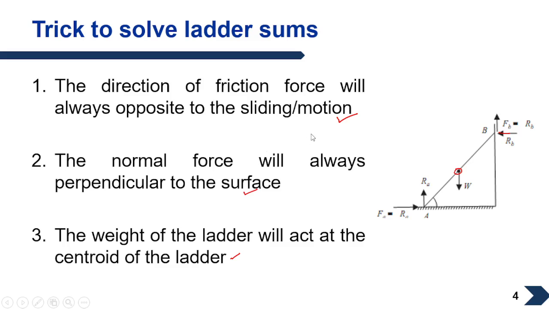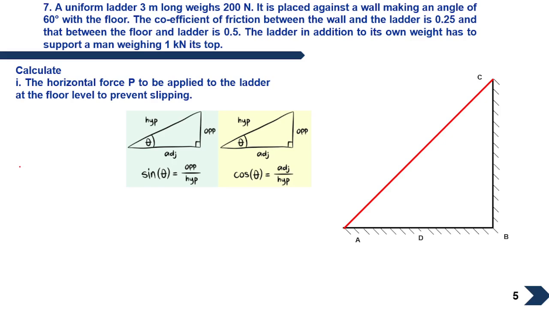So we'll move further and now we'll see the sum. The sum says that a uniform ladder 3 meter long weighs 200 Newton, and this weight of 200 Newton acts at the center of the ladder. It is placed against a wall making an angle of 60 degree with the floor. So here we have this 60 degree with the floor.